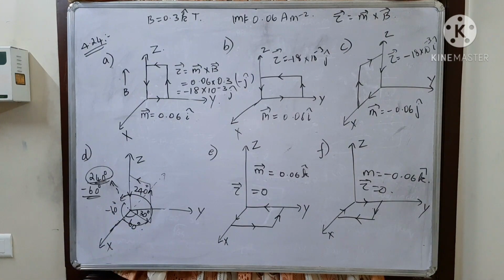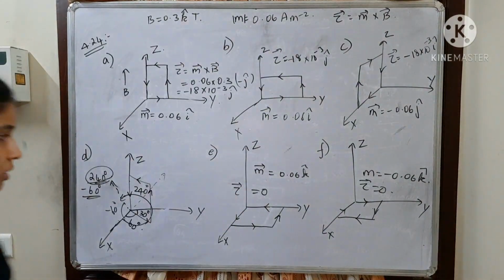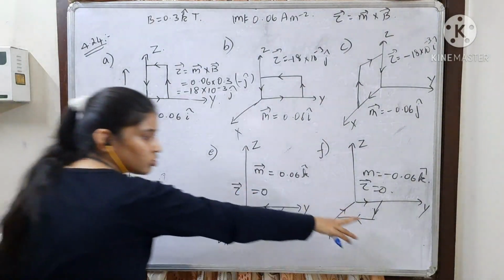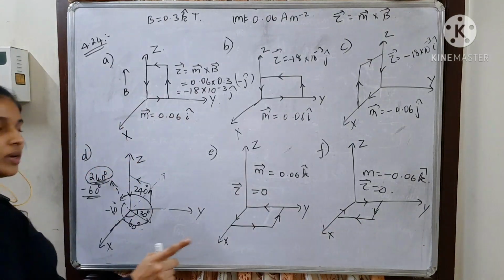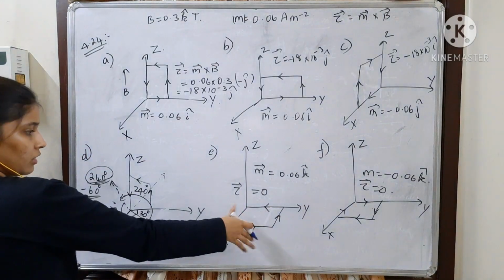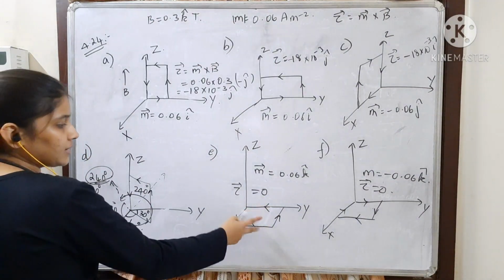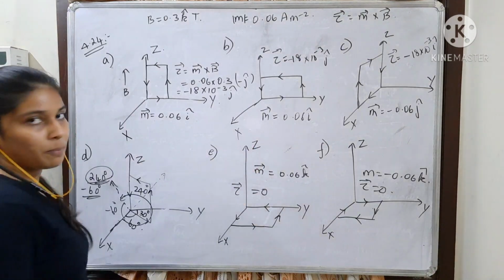Then one more question they had asked, which one is stable and unstable equilibrium. So in this case where the torque is 0 means it is in equilibrium, and this one is also in equilibrium. Now which one is stable and which one is unstable? If this particular coil is tilted from its axis, the torque will act in such a way that it will again bring it to the same position.